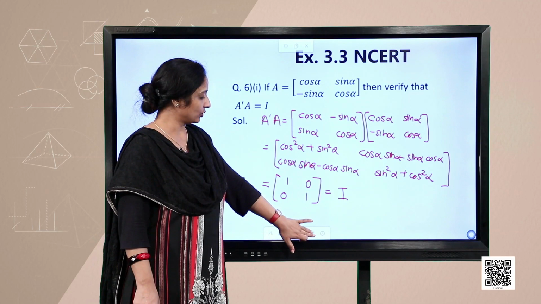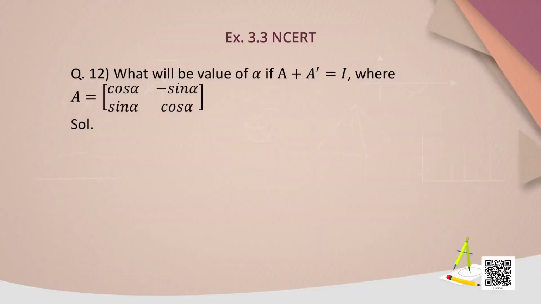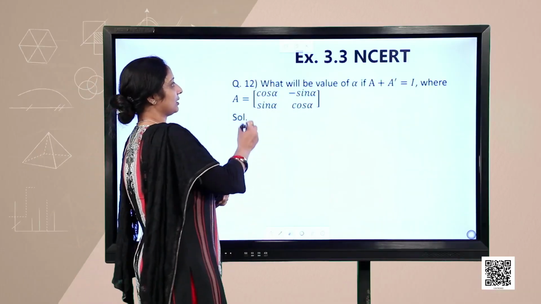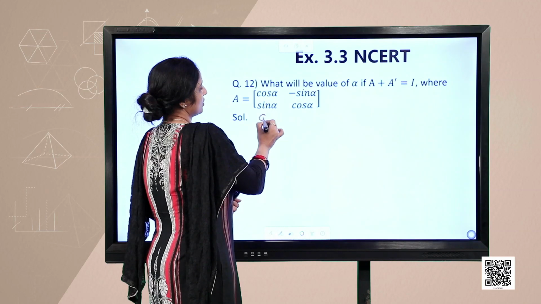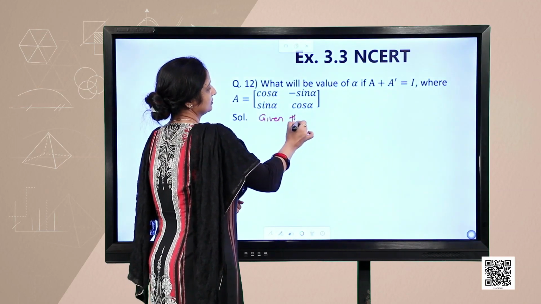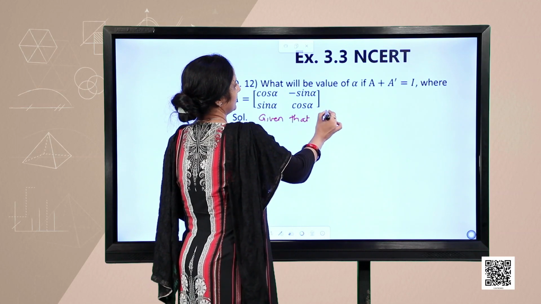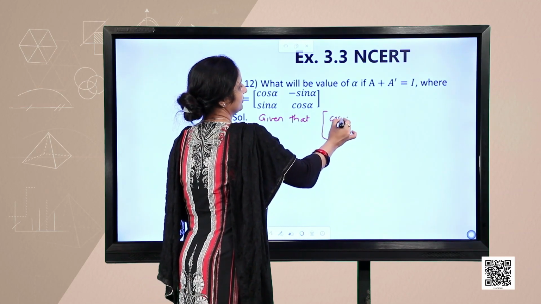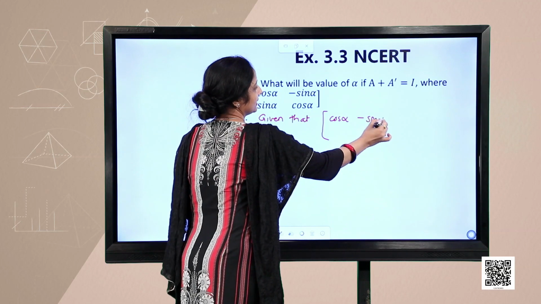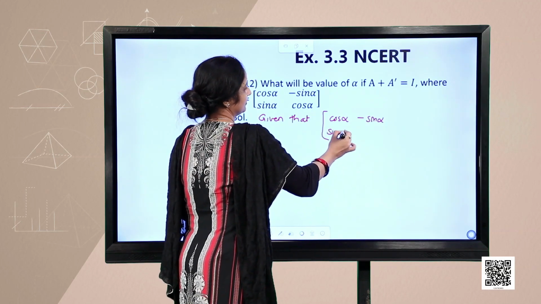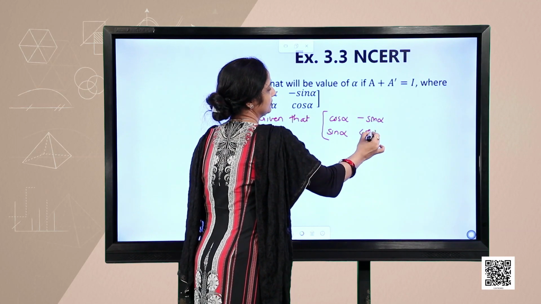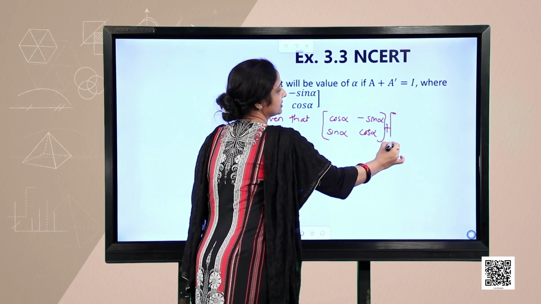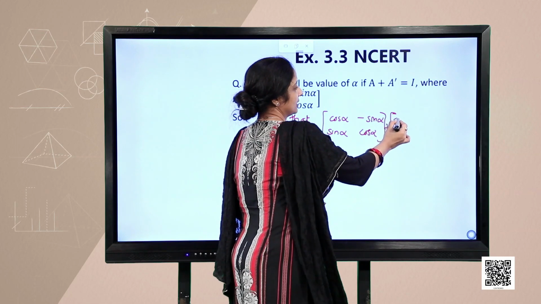This may or may not hold for every matrix. Let us move on to the next question. What will be the value of alpha if A plus A transpose is the identity matrix, where A is given to you? So, you are given A. Write down this matrix A, add it up with its transpose. That means you can write like this.